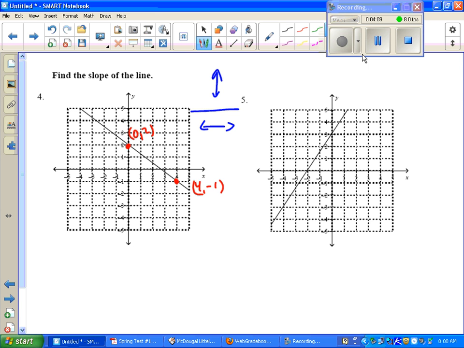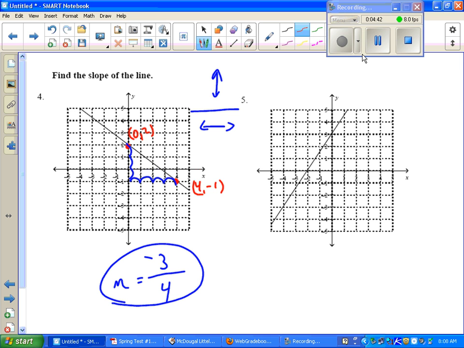So we have to go up or down first. If you're starting at 0, 2, you need to go down 1, 2, 3 times. Since we went down 3 times, it's negative 3. And we go to the right 1, 2, 3, 4 times. Since we go to the right, it'll be positive 4. So negative 3 over positive 4 is your slope. On this page, I wrote them as an ordered pair.